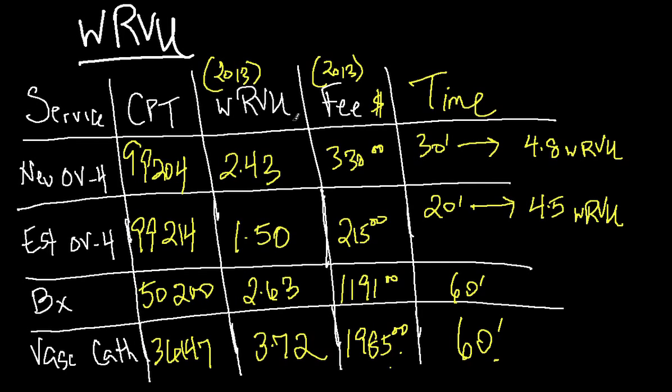If you accrue wRVUs and that's the way you're being paid, then this strategy of seeing more outpatient visits is probably more lucrative than doing some high intensity, highly skilled procedures like biopsies and VASCATs. If your compensation is based on the money you bill, then these are probably procedures you'd want to do more of than these services because they pay more or you bill more.